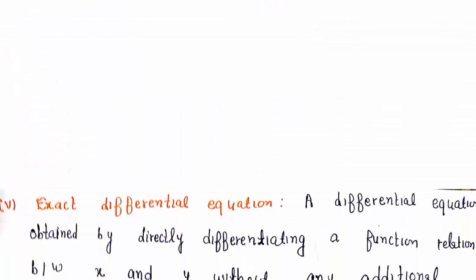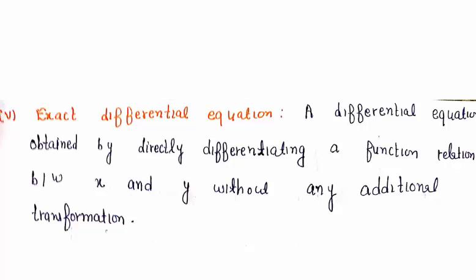Now next we discuss the exact differential equation. The exact differential equation is a differential equation obtained by directly differentiating the functional relation between x and y without any additional transformation. Without any additional transformation means without any addition, without any subtraction, without any multiplication or any other operation. The differential equation is obtained directly by differentiating some function of x and y. That is known as an exact differential equation.